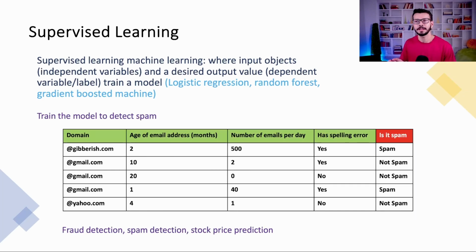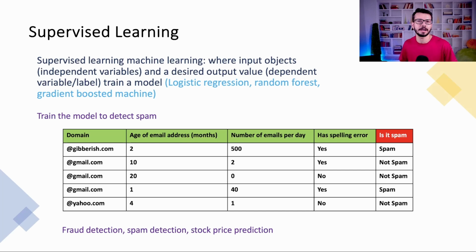So in the example that we just saw, where we were trying to train the model to detect spam, you had both the sections available. You had a green section, which is your independent variable, and you had the red section, which is your dependent variable. Both of them were present and both of them were being used to build the model. So this is a classic example of a supervised learning model. So where do we use supervised learning models in day-to-day life? Some of the common examples are fraud detection, spam detection, or stock price prediction. So hopefully this gives you a good idea about what supervised learning is.